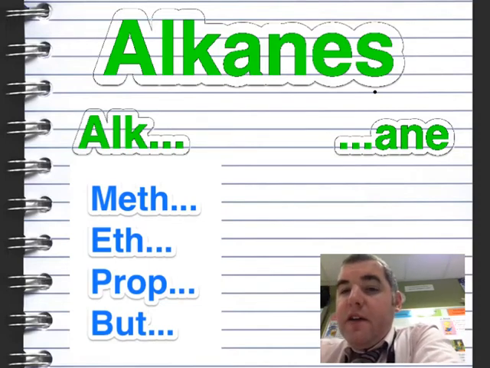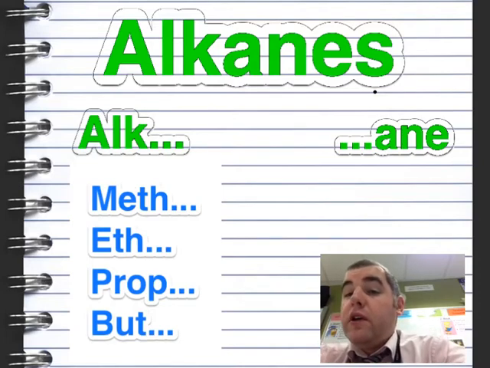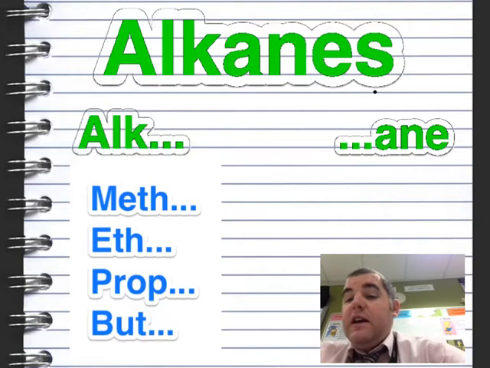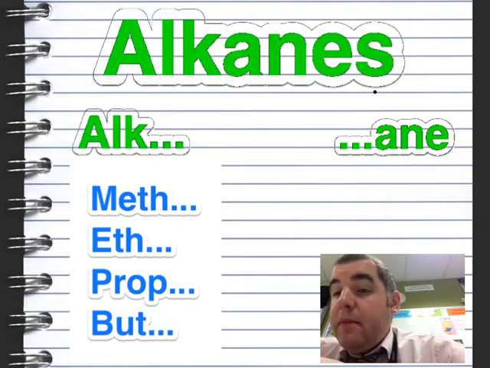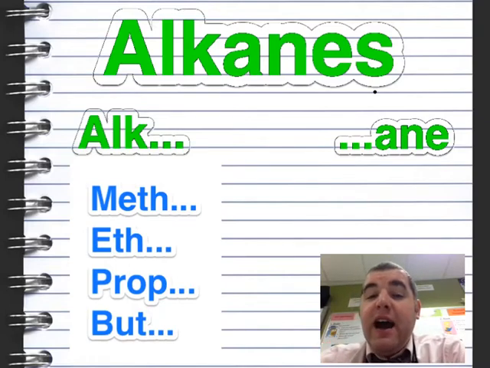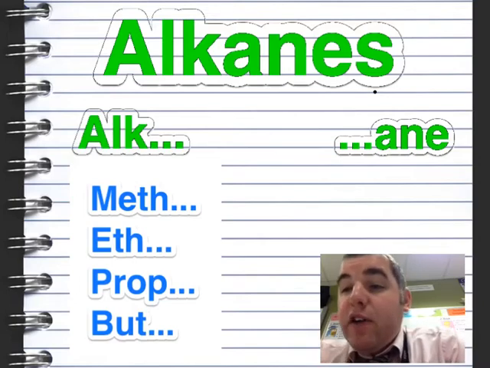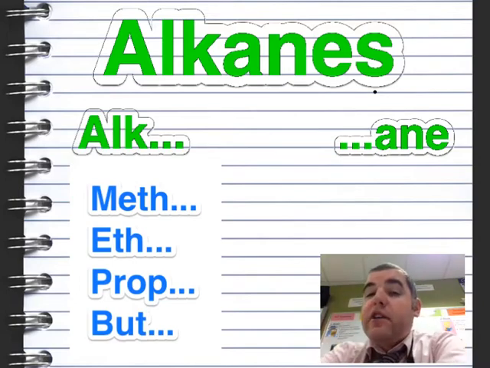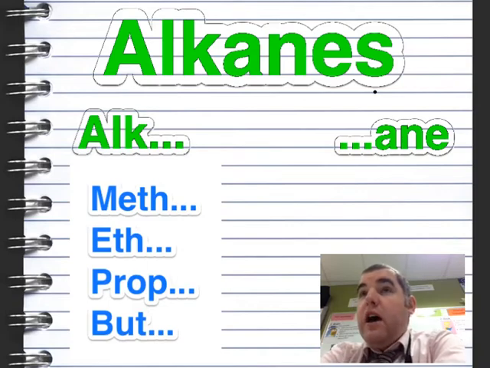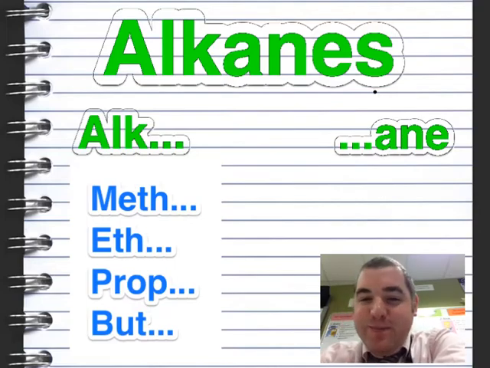Now, after the first four, the next few are relatively straightforward. For 5, it is pentane. For 6, it is hexane. 7, heptane. 8, octane, nonane, and decane for 9 and 10. And that just follows the same as what you will have done in maths about sided shapes. So a decagon has 10 sides.